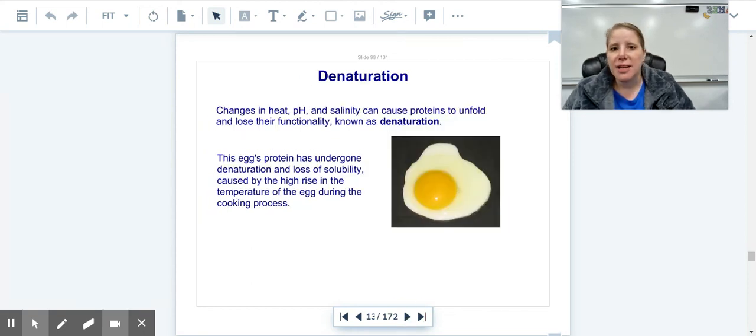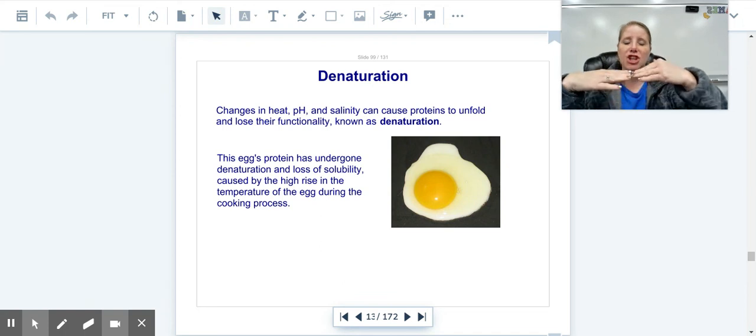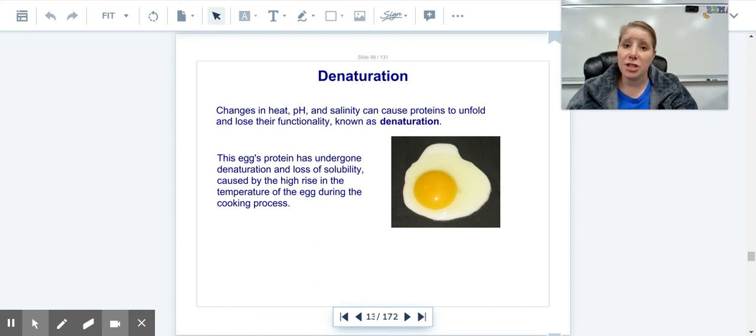Now, denaturization is taking that protein and changing its shape, changing the nature of it, because when you change the shape of a protein, you change what it does. What you can never change is the primary structure. That primary structure is not going to change because you're not changing the letters of the words.